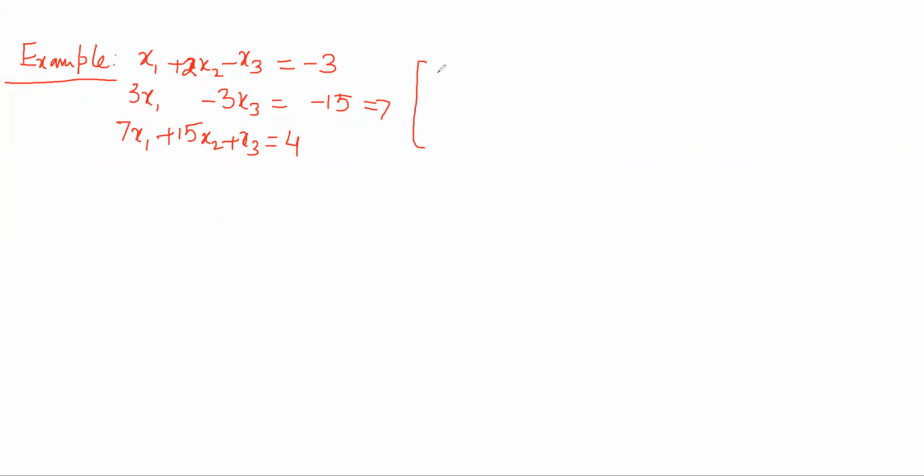So the augmented matrix is 1, 2, minus 1, minus 3. You can draw a vertical line to separate the left and right side of the equations. And then it will be 3, minus 3, minus 15. And then it will be 7, 15, and 1. Here, minus 3 is the x3 coefficient, so it should not be here, it should be here. So I should correct it.